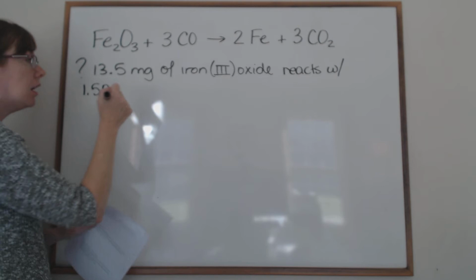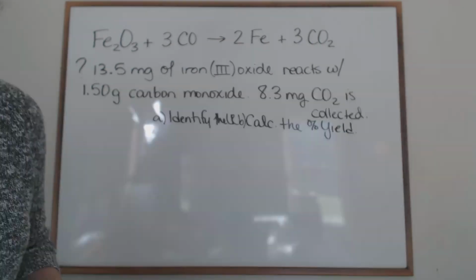8.3 milligrams of CO2 or carbon dioxide is formed. Actually, let me use the word is collected. Let's have you, so part A, identify the LR, the limiting reactant, and part B, calculate the percent yield. Let's just do this one, and then we'll be done.